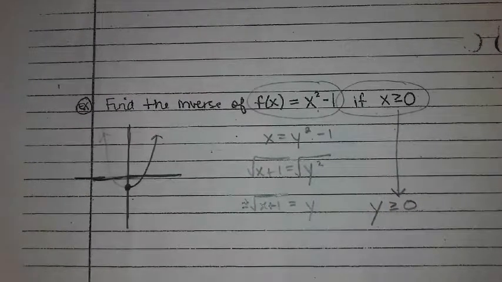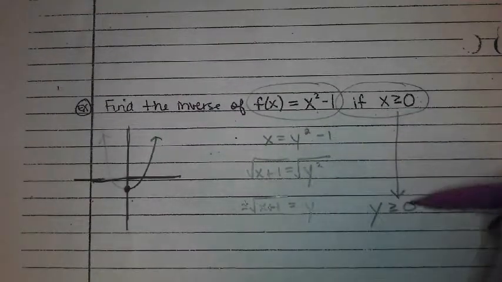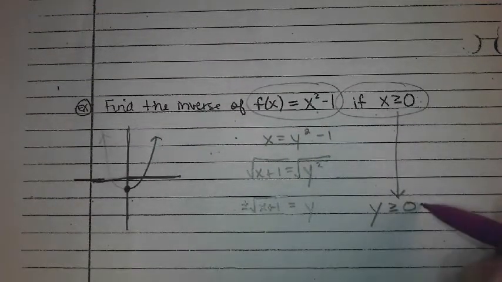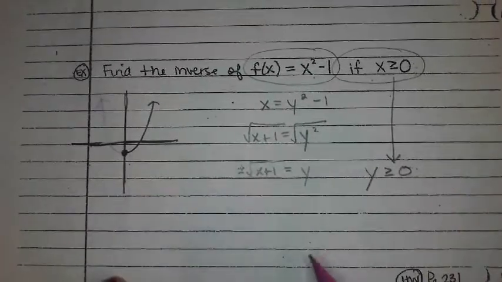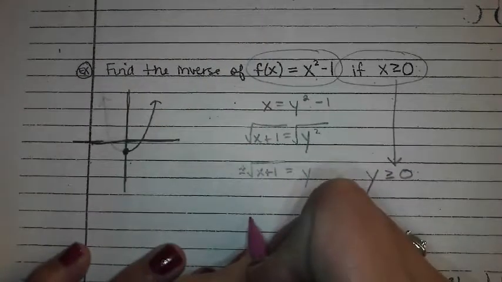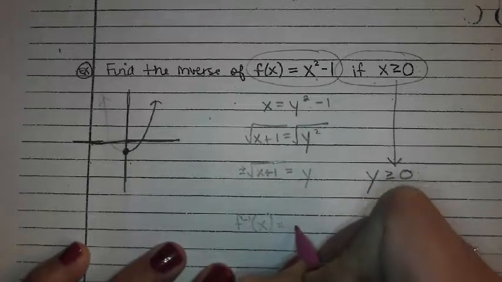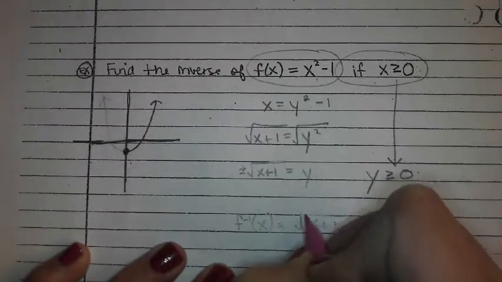Because you're flip-flopping the domain and range. So if this one has a domain greater than or equal to 0, then this one's range has to be greater than or equal to 0. So what don't we need? The negative. Because we don't want y to be negative. So our inverse function is only the positive square root of x plus 1.